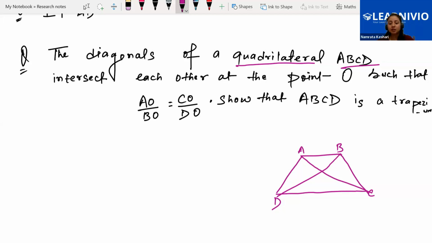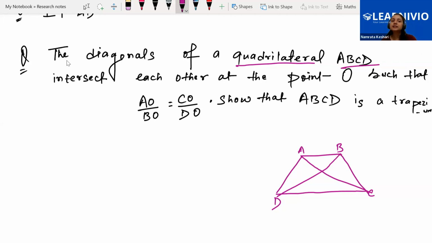Okay, trapezium, what is the property of a trapezium? We must know the property of a trapezium, then only will we be able to prove it. Later on we'll be discussing what exactly the property of a trapezium is. Let's construct the figure at first.